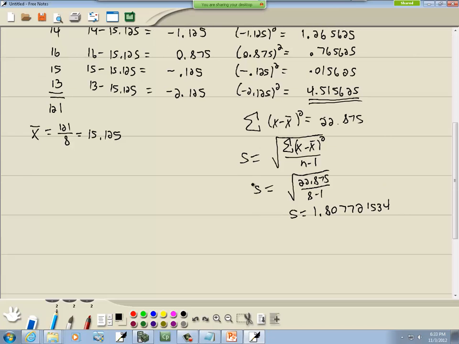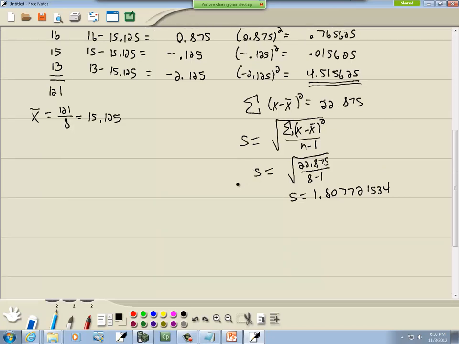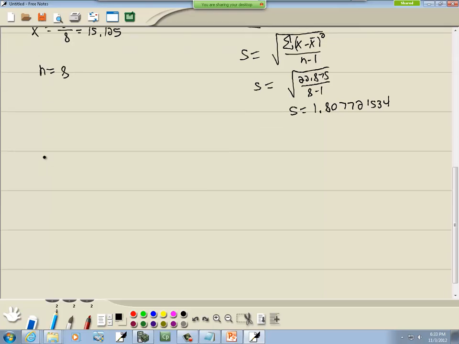Okay, we have X bar, we have N, we have S. N was 8. Let me jot these down here. Actually, we don't need X bar. What am I talking about? Okay, N is equal to 8. Oh, we need the chi-squares now.